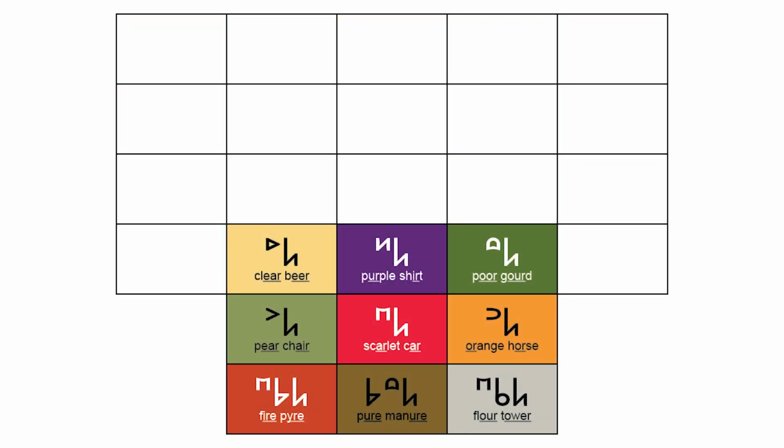To wrap the vowels up, here are the 9 centering diphthongs that end in R. 3 of them are double diphthongs, and none of them use tense vowels. They're straightforward. Clear beer, purple shirt, poor gourd, pear chair, scarlet car, orange horse, fire pyre, pure manure, and flower tower. The purple shirt vowel is very often reduced, and when it is, we leave off the off-glide, as in words like paper, painter, or perplexed.